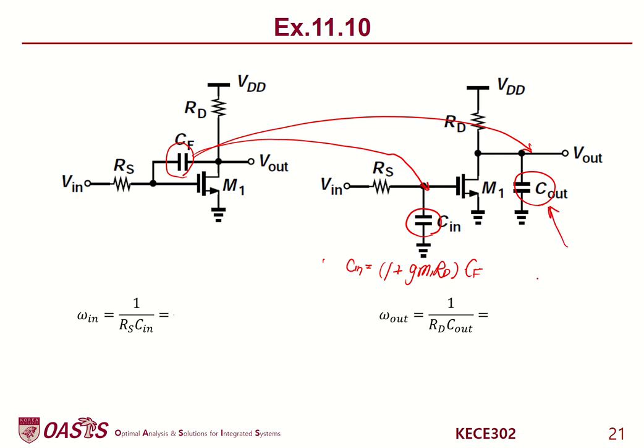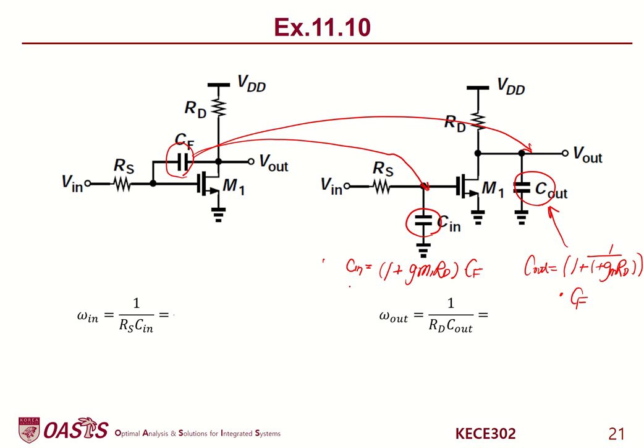And the output capacitance, C output, will be 1 minus 1 over GM RD, times CF. So it will be a positive value.